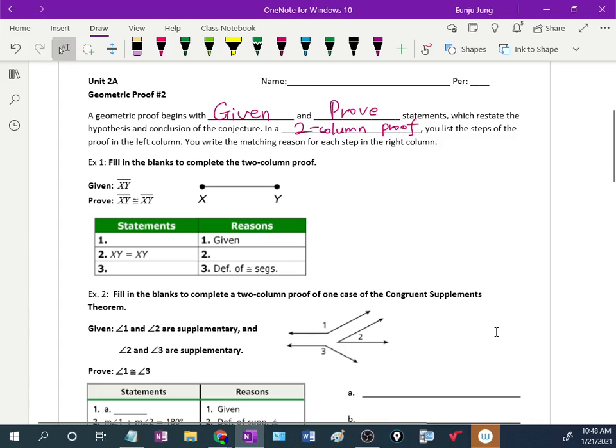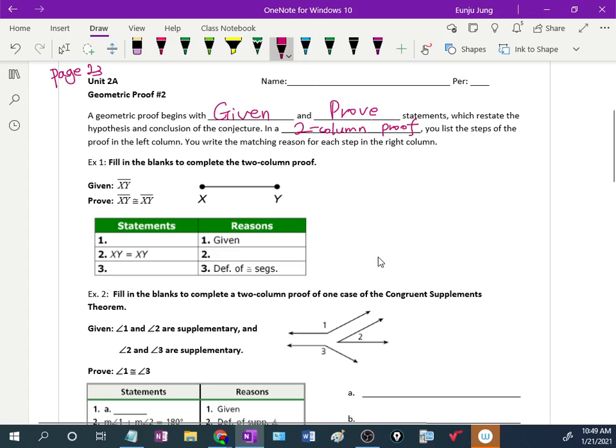In this video, we will do page number 23 on your handout. And we'll continue working on geometric proof. A geometric proof can begin with the given and prove statements. And in a two-column proof, we have statements on the left and right-hand side. We have reasons. Example number 1, given statement, segment A, XY. And prove XY itself is congruent to itself, XY.